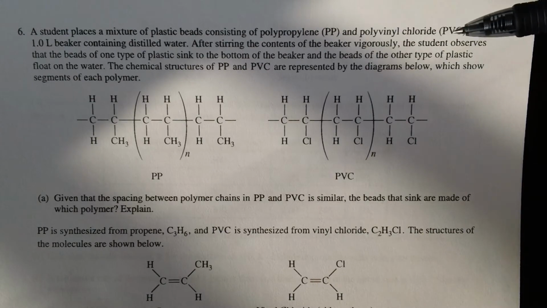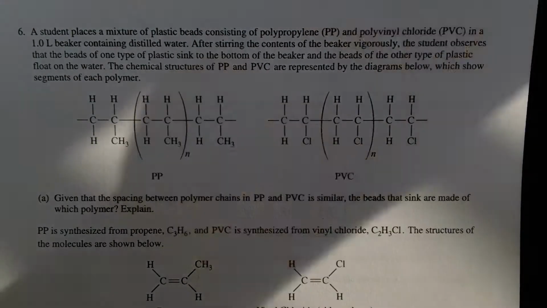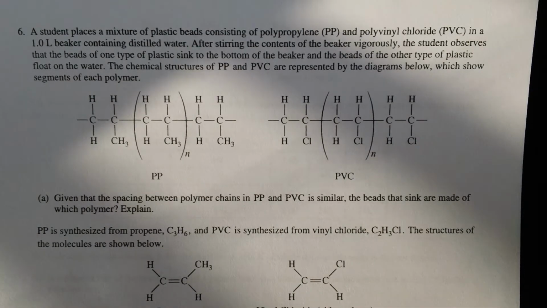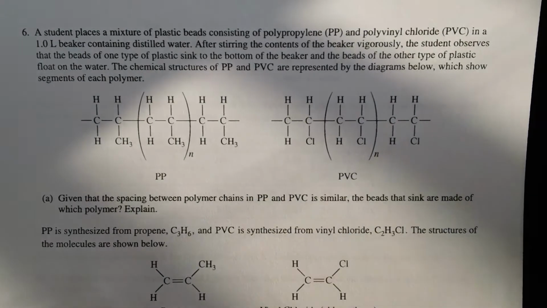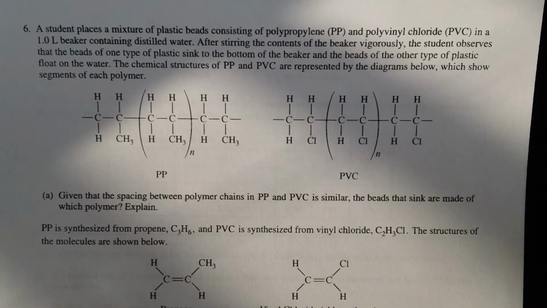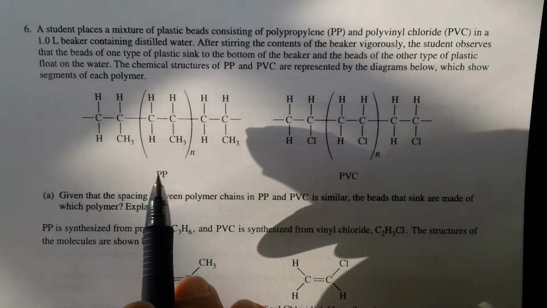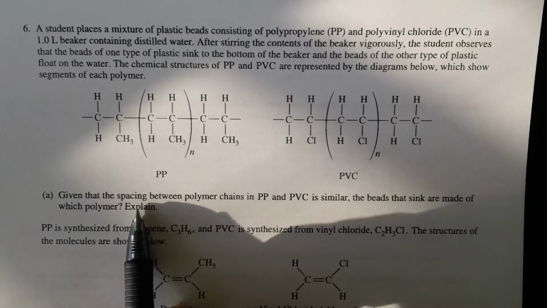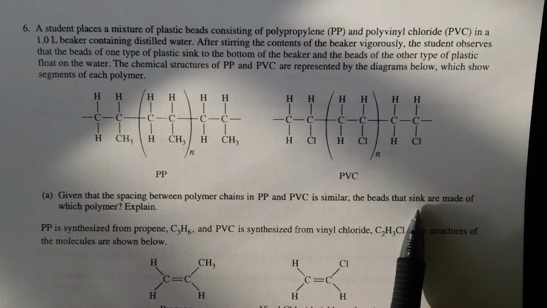Figure it out. It says we stir the 2 sets of beads into a beaker, and one of the beads sinks and the other floats. Gives us the structures, and it says given the spacing between the polymer chains, the beads that sink are made of which polymer. And so they take up the same amount of space. One of them is going to sink.